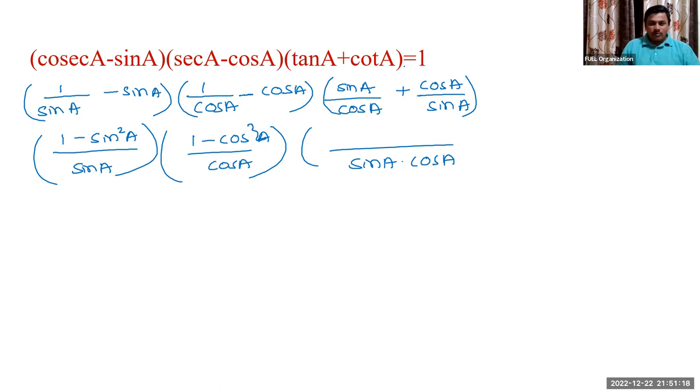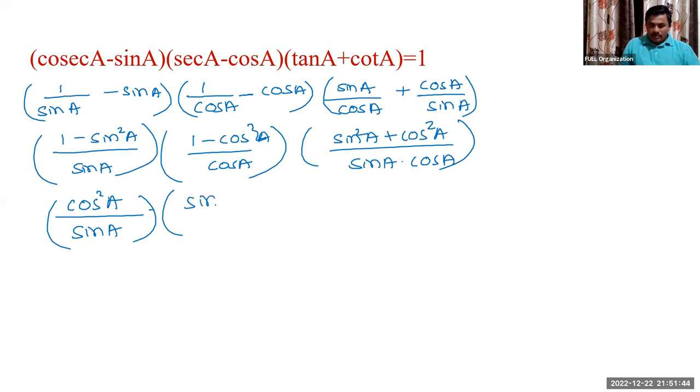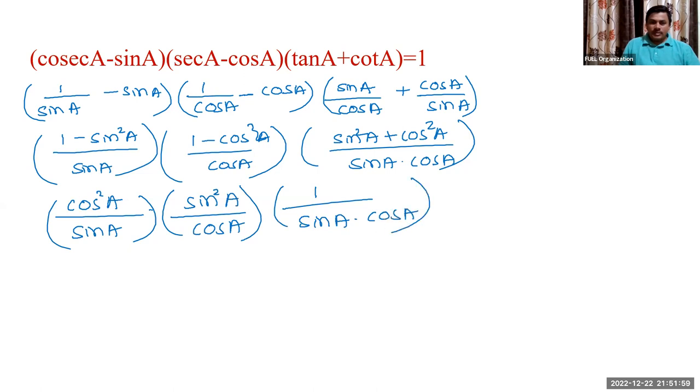That question was wrong, so we did not get the answer. So I have corrected this one. Actually, it is not cos A, it's cot A. So once you simplify, you get sine square of A plus cos square of A. Yes, 1 minus sine square is cos square of A divided by sine A into 1 minus cos square, which is again sine square of A divided by cos A. And the last one is sine square of A plus cos square of A, which is equal to 1, divided by sine A into cos A.